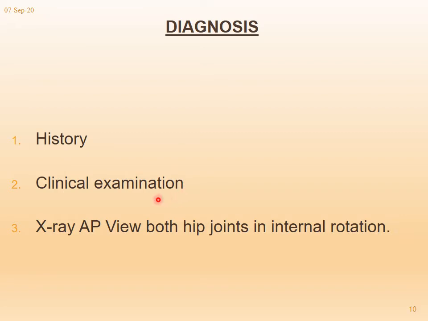And on clinical examination, by looking at the limb, by moving the limb, we can see the tenderness, pain, and we do the x-rays, AP view. More commonly, we do it in internal rotation. So it will disclose the fracture in AP.